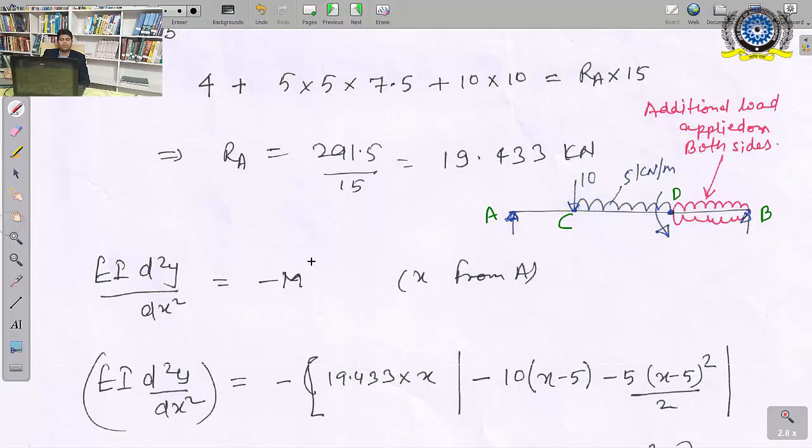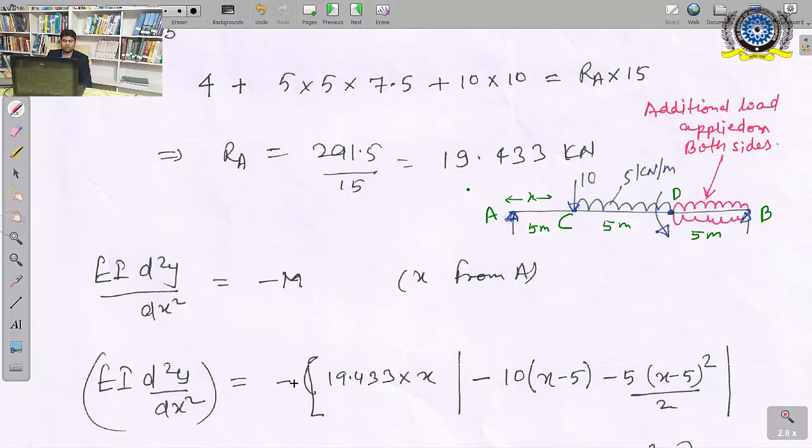Mx will depend upon x. Okay, so let's say first x is between 0 to 5 meter. This is 5 meter, this is again 5 meter, and this is again 5 meter. Now say x is between 0 to 5. When x is between 0 to 5, the equation will be RA into x.